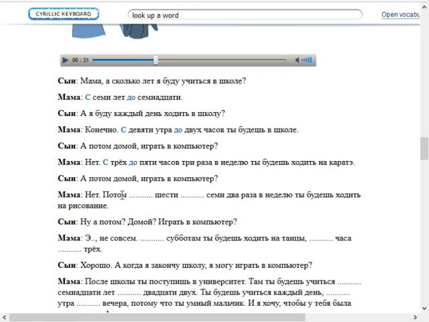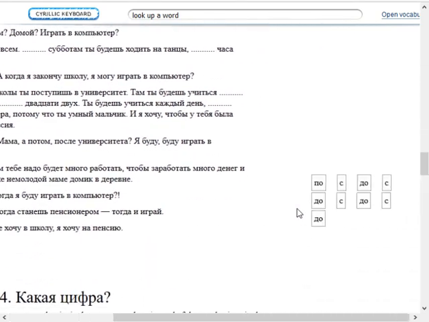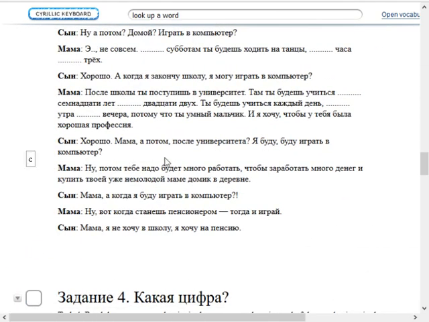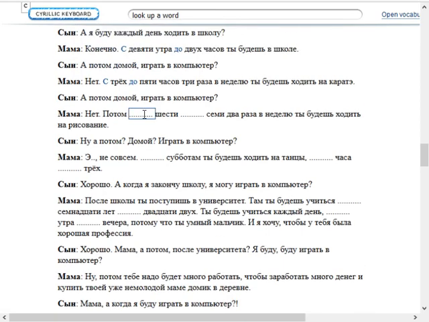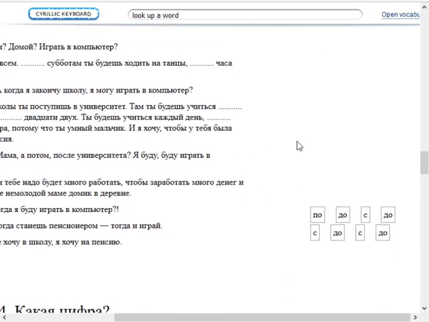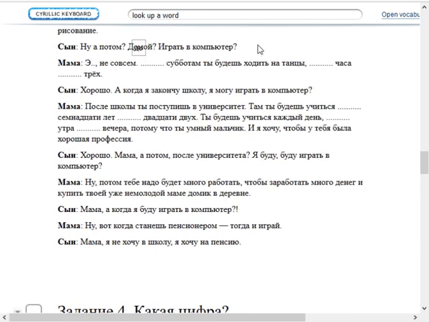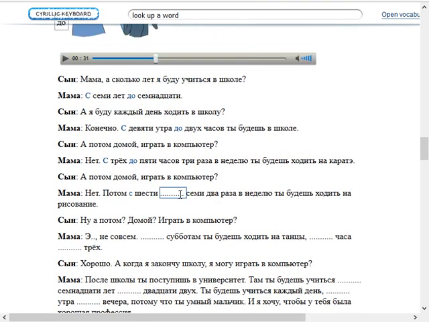Okay, no. After, потом, so from 6 до 7, until 7. 2 раза в неделю, 2 times a week, ты будешь ходить на рисование. You will go to drawing, like to art school, to learn to draw.